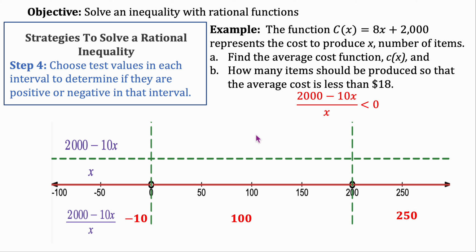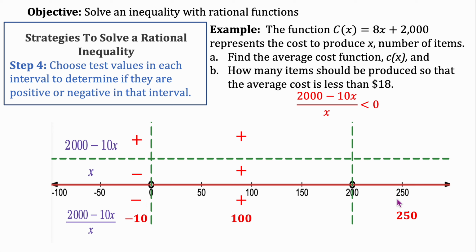Now let's test them with our numerator and our denominator. If you plug in -10, you do get a positive. If you plug -10 in here, you get a negative. Let's plug 100 into both of those. For the top one, we are going to get a positive. We would get a positive here. So a positive divided by a positive is a positive region. This one was a positive divided by a negative, which gives us a negative.